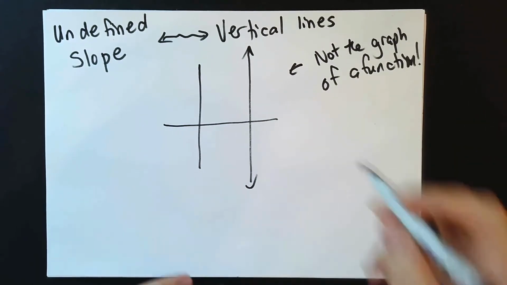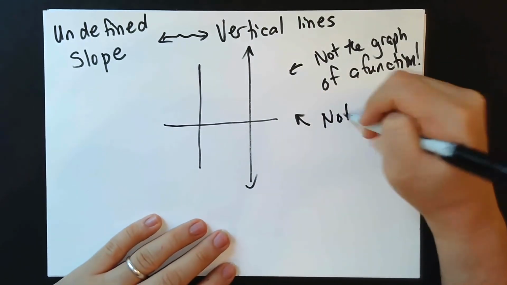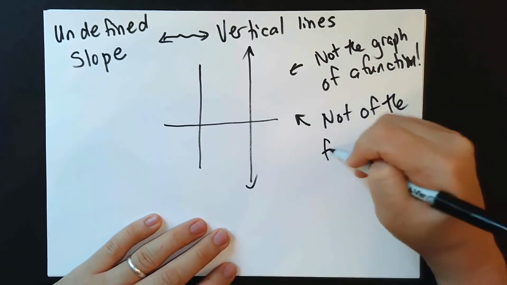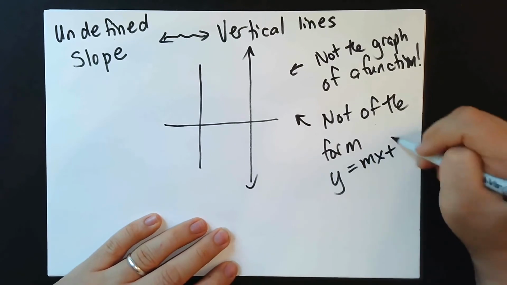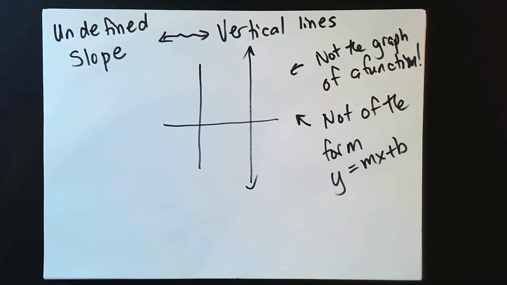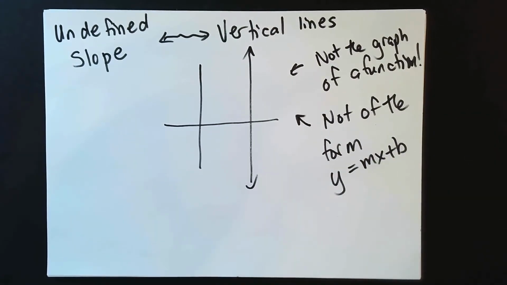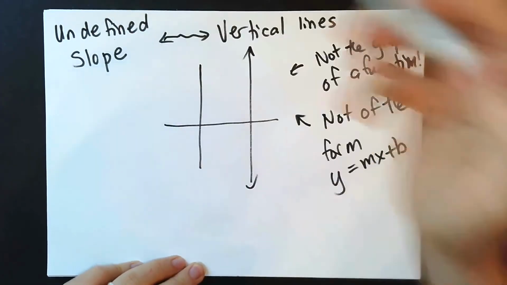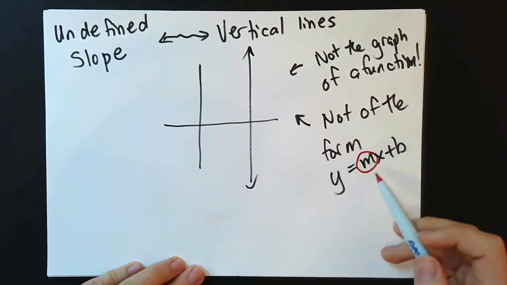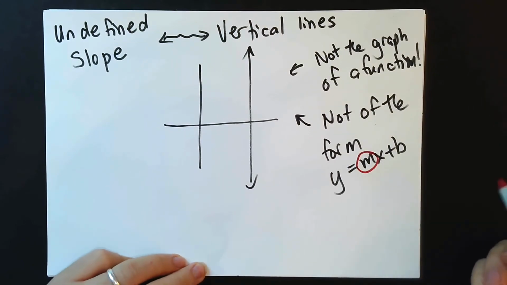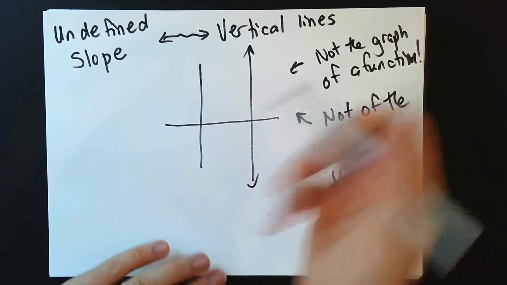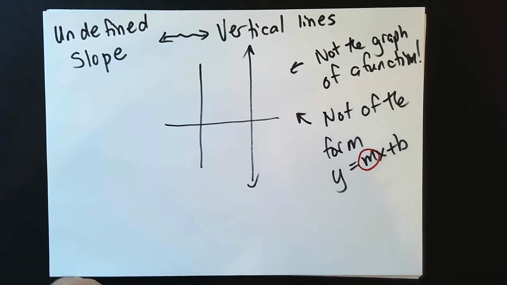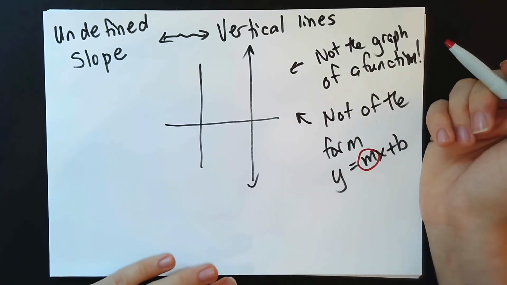Also annoyingly, this graph is not of the form y equals mx plus b. In fact, actually, you probably know that it can't be of the form y equals mx plus b, because if it doesn't have a slope, well, then how am I possibly going to fill in this m here? Okay. And so vertical lines actually have a different formula for how we write them.